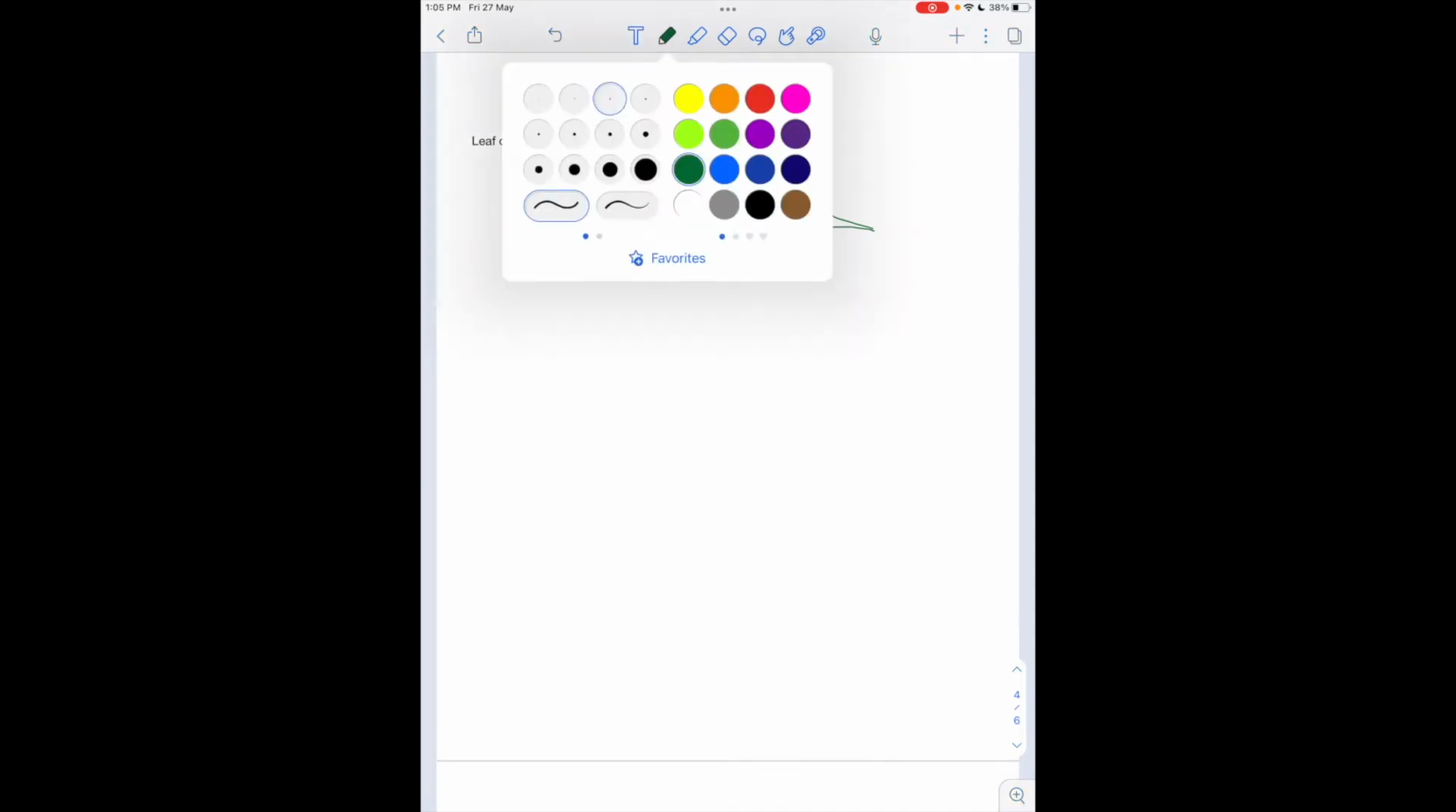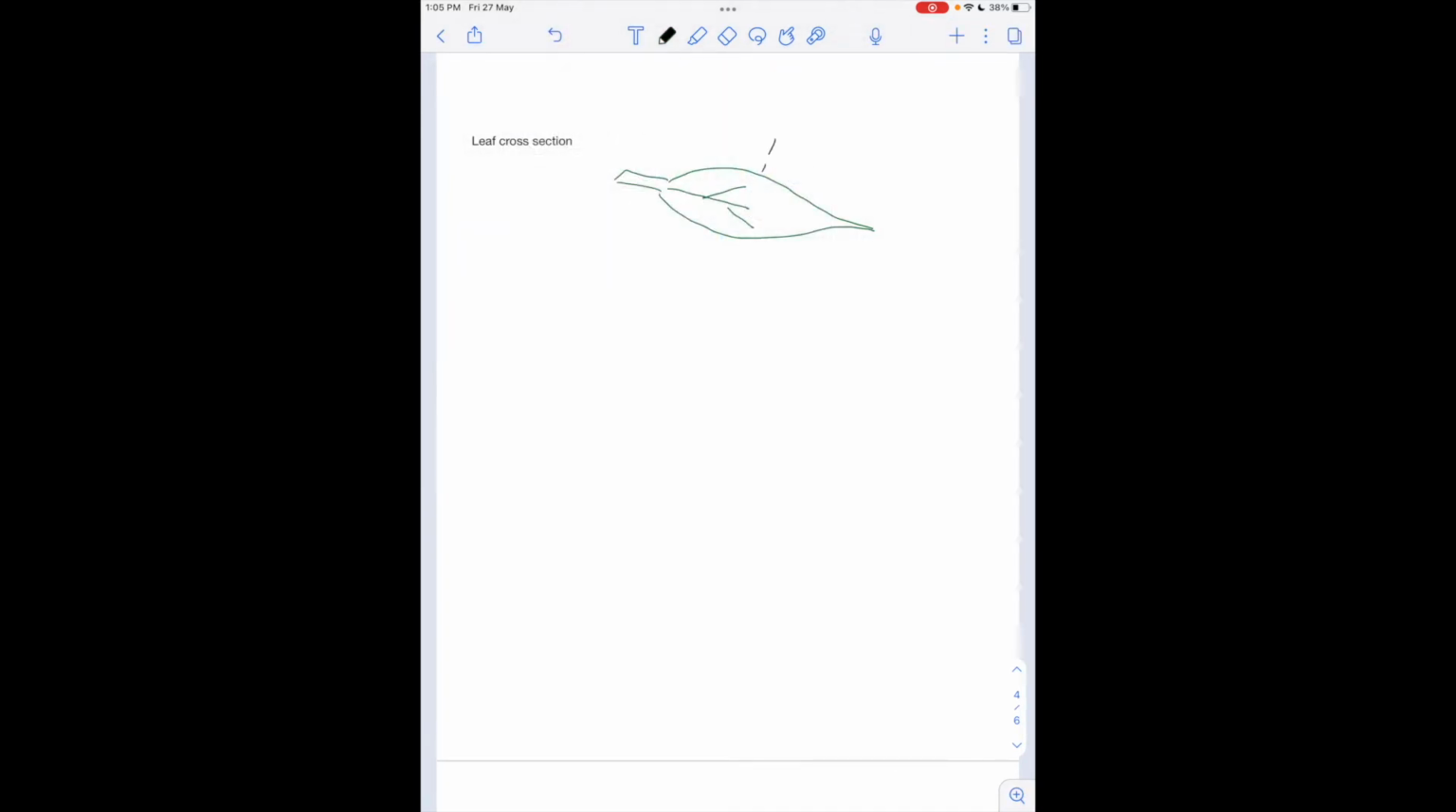Today we're gonna look at the cross section of a leaf. So, this is a piece of leaf. What cross section means is that if I take a pair of scissors, cut it in this direction, and we view it under a microscope from this direction, what you are going to see is a cross section of the leaf.